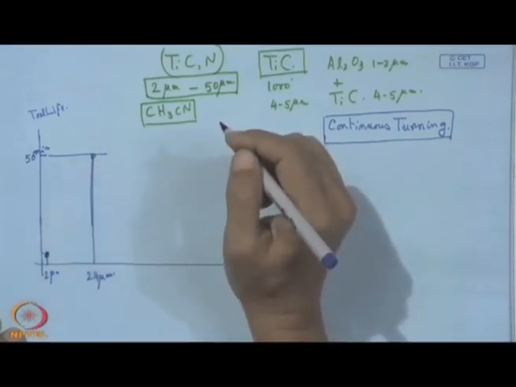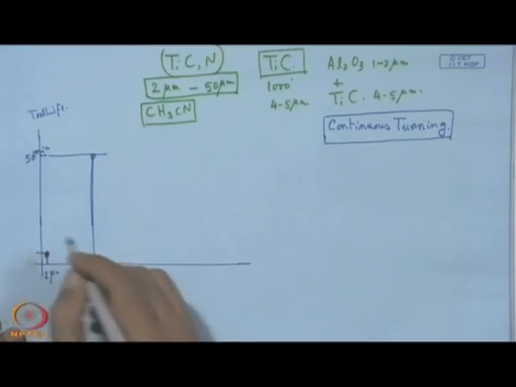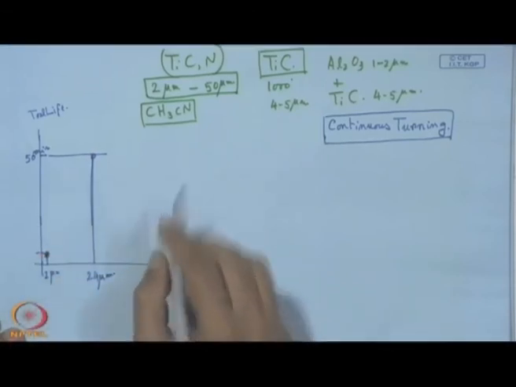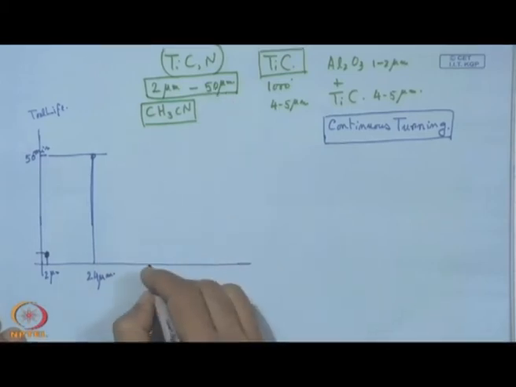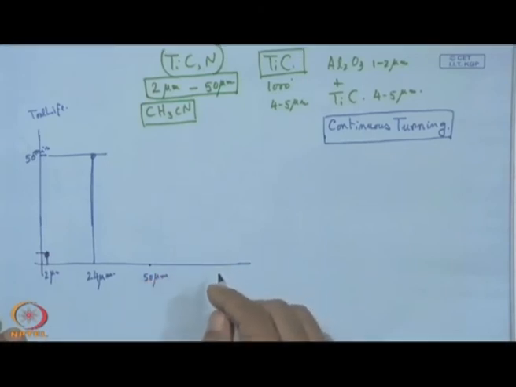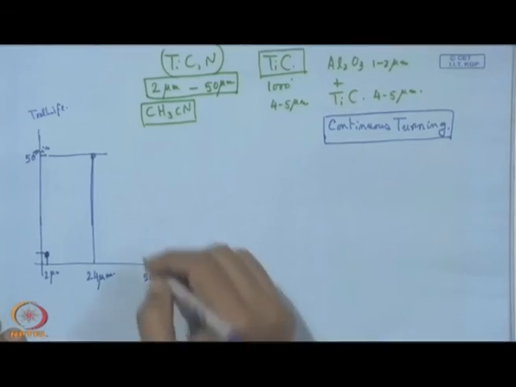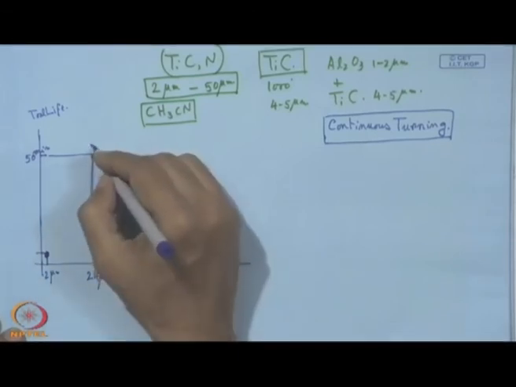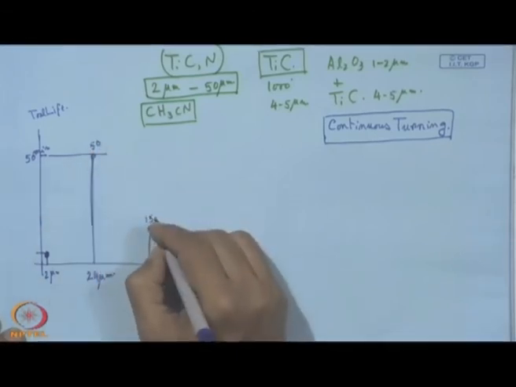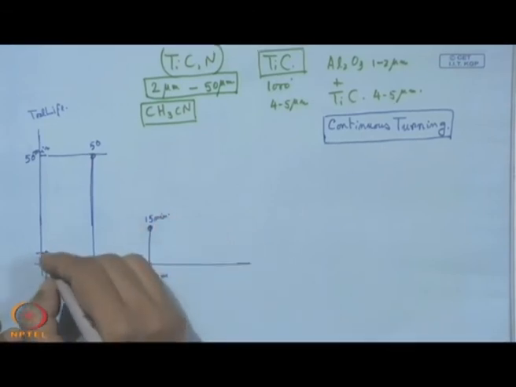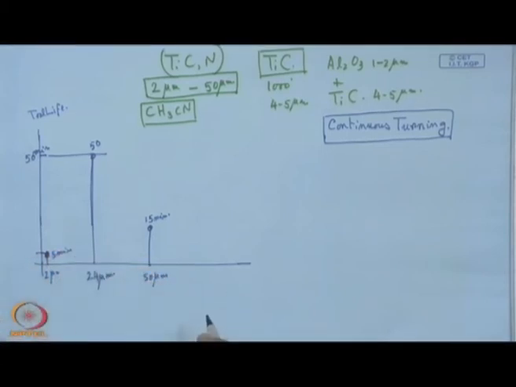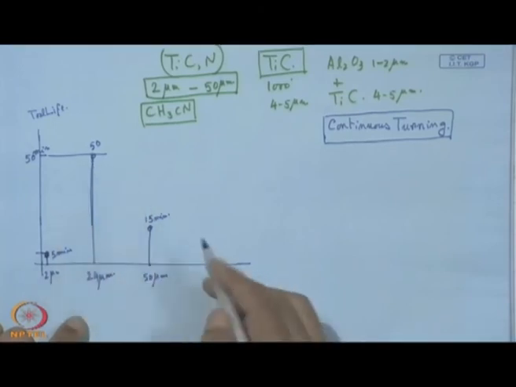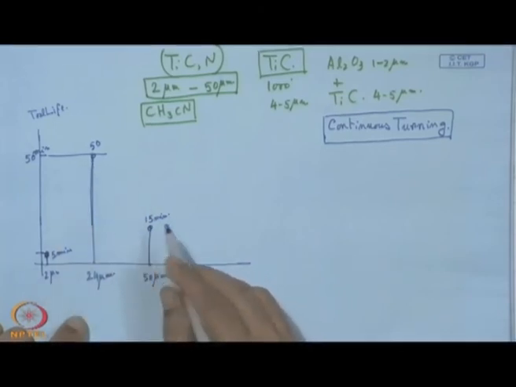What is quite interesting is that if we have a coating thickness of 50 micron, then of course the coating reveals its weakness. Here the life is just 15 minutes. So, this is about 5 minutes for 2 micron, 24 micron gives 50 minutes, and 50 micron gives 15 minutes.